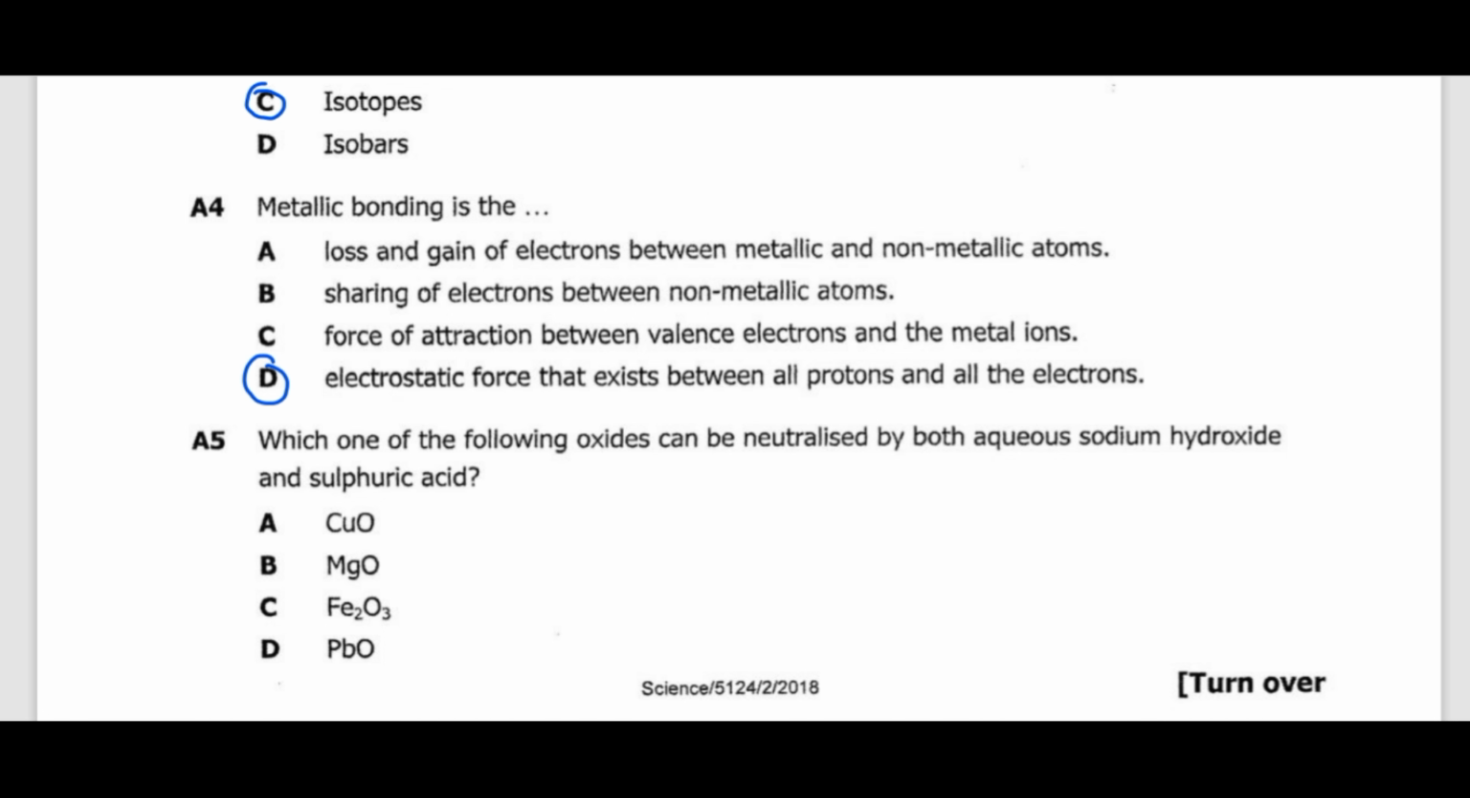Then for question 5 here, which one of the following oxides can be neutralized by both aqueous sodium hydroxide and sulfuric acid? So sodium hydroxide is a base. Then we have here sulfuric acid. So this question is asking us to find the amphoteric oxide, because the amphoteric oxide can react with a base and an acid to give us a salt and water. So from these multiple choices, we want to find the example of such an amphoteric oxide.